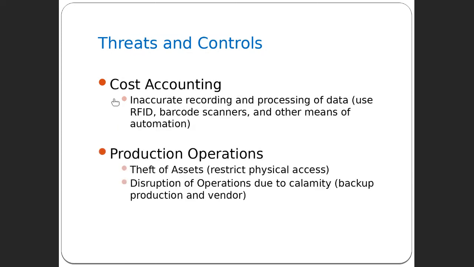The threat in cost accounting is inaccurate data. Now, just think about the number of different items that go into the manufacturing of a car, the number of different sizes of screws, the number of different types of metal and plastic and cloth and leather and rubber and wiring and all of this. So keeping track of this and providing accurate data is a very, very difficult task.